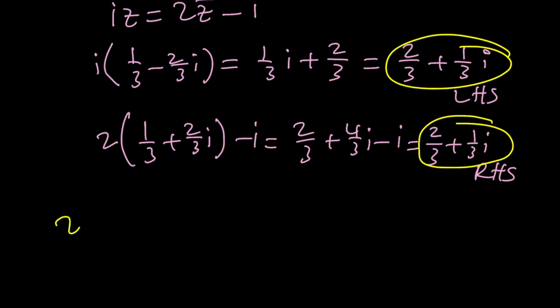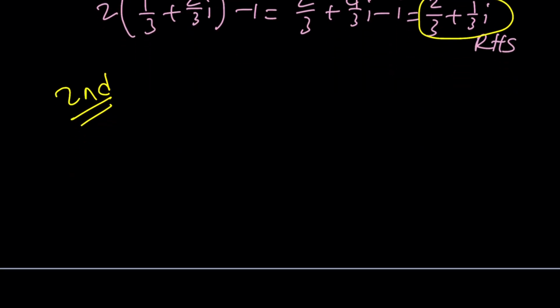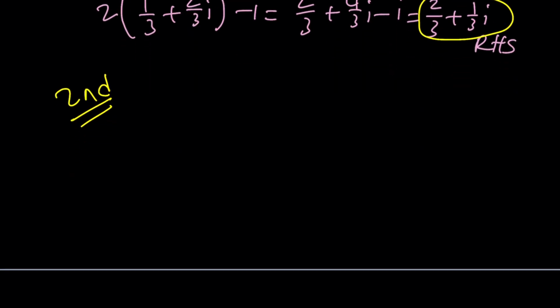Okay, let's go ahead and take a look at the second method. Second method may not always work, but at least we'll make an attempt. Here's what I'm going to do. For these kinds of equations, most of the time, this works, maybe all the time, you can conjugate both sides, right? Especially if you have z in terms of z bar or vice versa, this would help because it'll give you another equation.